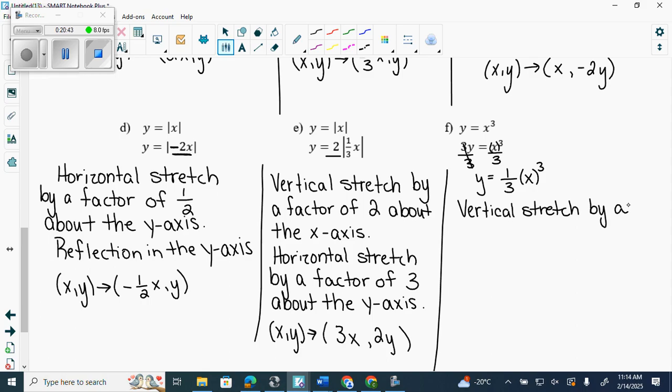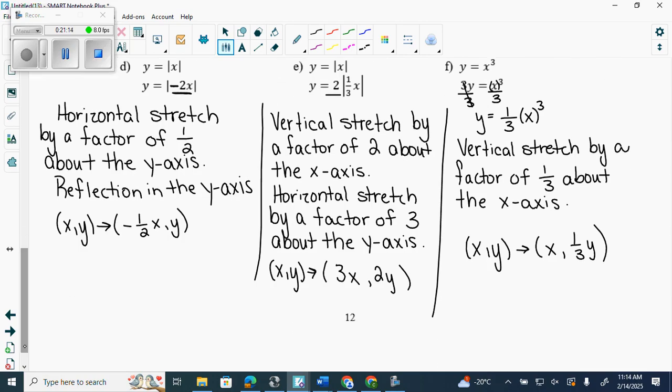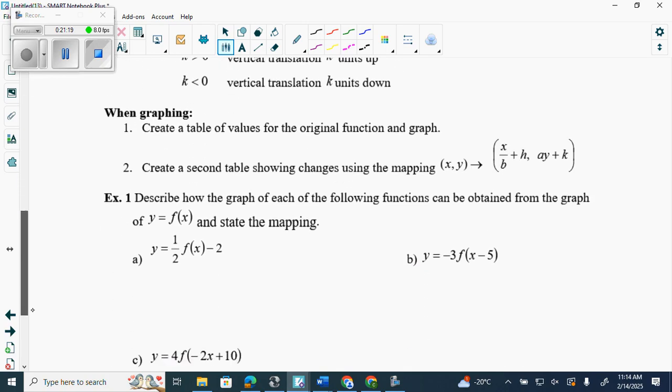So it's a vertical stretch by a factor of 1/3, about the opposite axis. So it's about the what? Y. Yeah, yes. And then mapping, it affects y, so we get x, y becomes x comma 1/3 y. And then we're flipping over. So it's just combining them like we did before.